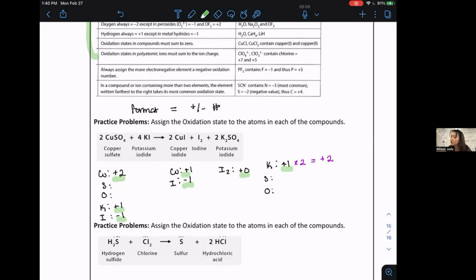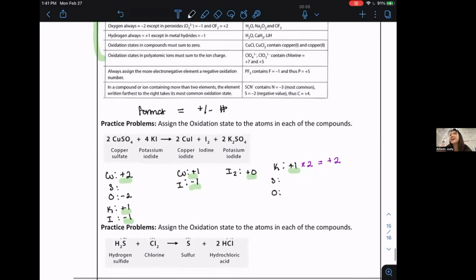Now we need to figure out what sulfur is. Well, sulfur and oxygen are in a polyatomic ion that carries an overall charge of 2-. So what we know then is that the oxidation states must sum up to -2 to complement the 2- charge it will carry. One of our rules is that oxygen is always a -2 oxidation state unless it is hydrogen peroxide. In hydrogen peroxide, it's a -1 oxidation state. That's one of your caveat rules.